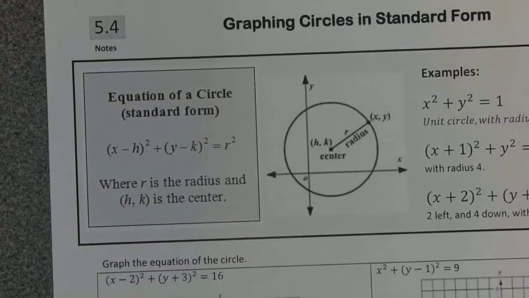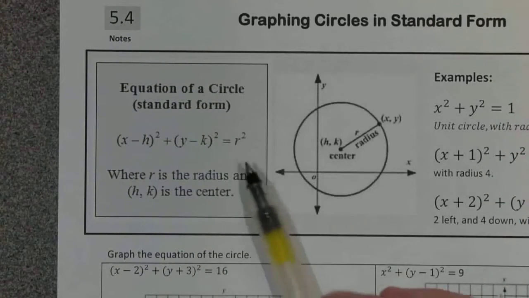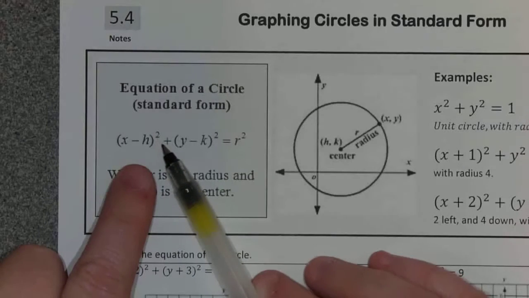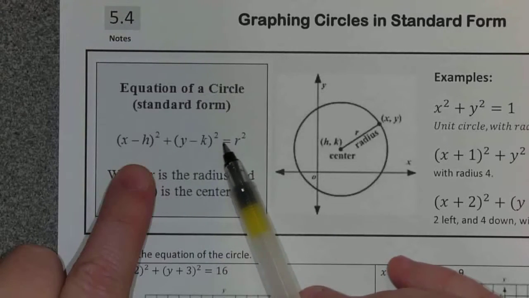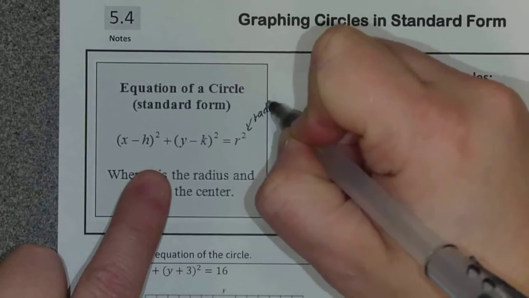This is Note Taking Guide 5.4, Graphing Circles in Standard Form. So the first thing I want to do is just really fast review what the equation of a circle looks like in standard form. It would be (x - h)^2 + (y - k)^2 = r^2. R stands for the radius.